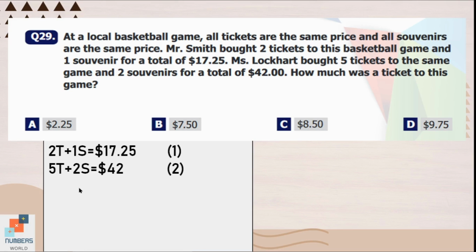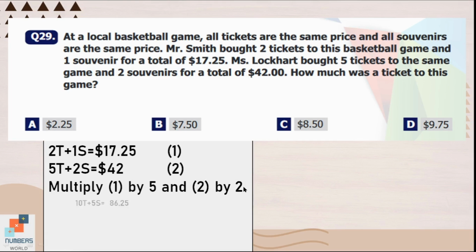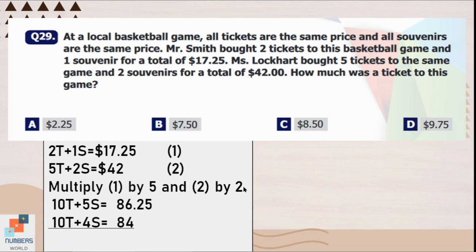Now we have to find out the values of the variables. To do that, we are going to make the coefficients of t the same. For that purpose, we will multiply our equation 1 by 5 and equation 2 by 2. So the new equations are given below. Now we are going to subtract the equations and find out the value of s. 10t is cancelled with minus 10t and 86.25 minus 84 is equal to 2.25. It means one souvenir was $2.25.